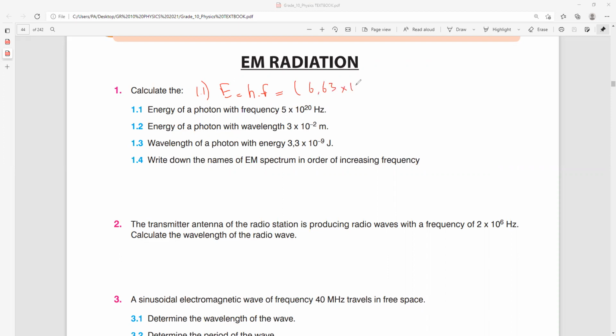6,63 times 10 to the power of -34, times the frequency, people, it is given here, 5 times 10 to the power of 20. Just multiply them and then get energy. So let's see what we are getting, people. Let's calculate 6,63 times 5, and you are getting 33.15 times 10 to the power of -14, unit joules. I hope it is clear, people, for your test.